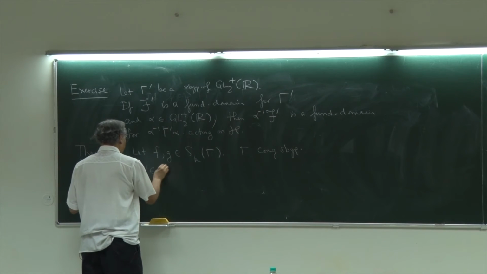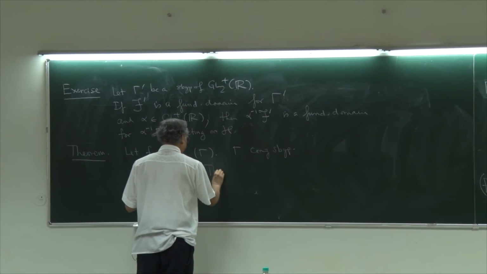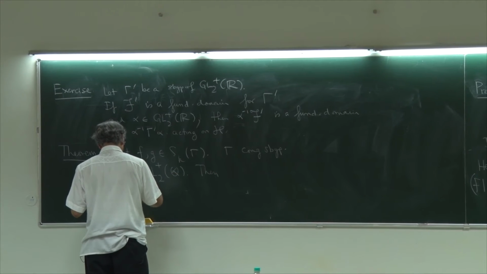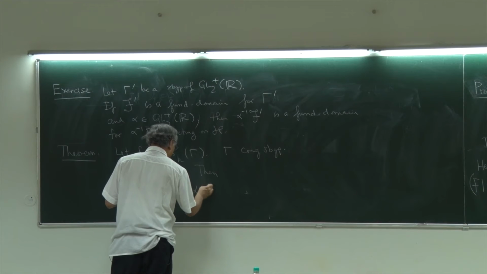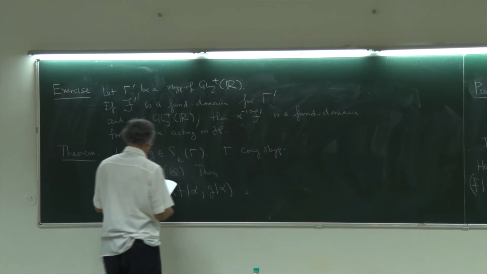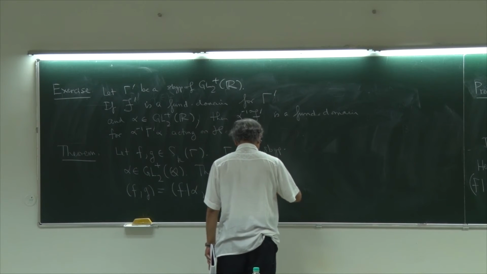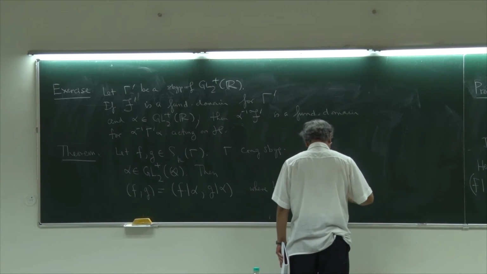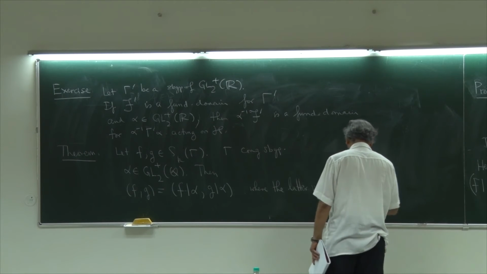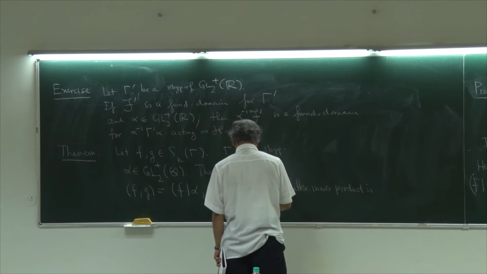And alpha is in GL2 plus of Q, then the inner product of f and g is the same as the inner product of f slash alpha, g slash alpha, where the latter inner product is the inner product on the space with respect to Gamma prime.